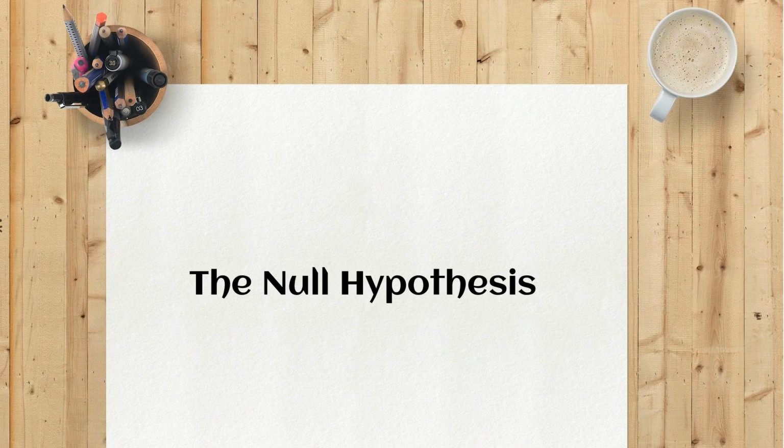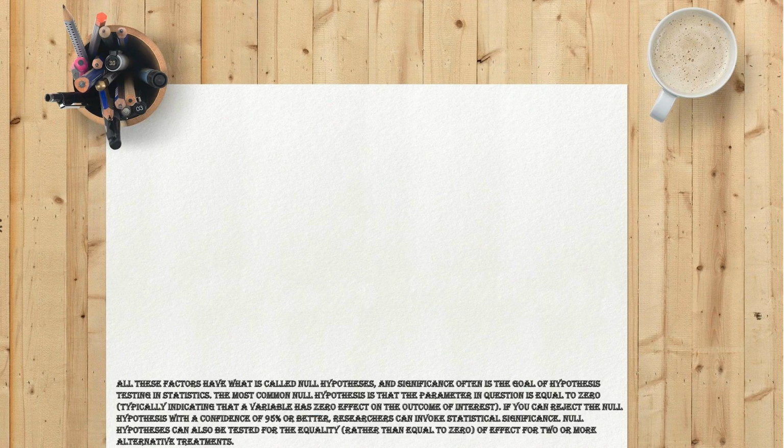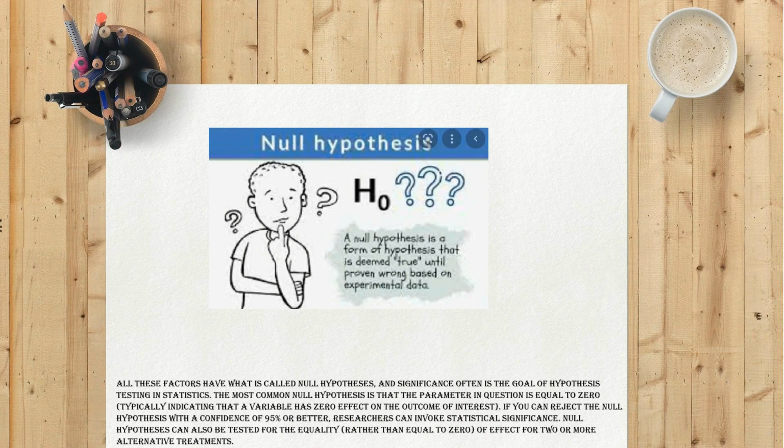The null hypothesis. All these factors have what is called null hypotheses, and significance often is the goal of hypothesis testing in statistics. The most common null hypothesis is that the parameter in question is equal to 0, typically indicating that a variable has zero effect on the outcome of interest. If you can reject the null hypothesis with a confidence of 95% or better, researchers can invoke statistical significance. Null hypotheses can also be tested for the equality, rather than equal to 0, of effect for two or more alternative treatments.